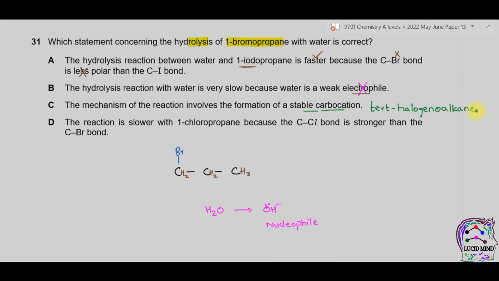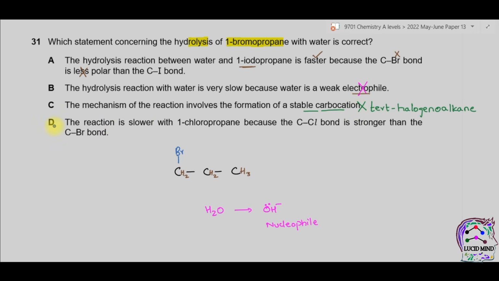Tertiary is the one in which halogen is attached to the carbon, and that carbon is attached directly to 3 other carbon atoms. While in this one we can see the carbon attached with halogen is just attached to 1 carbon atom, so this is primary halogenoalkane. And in primary halogenoalkane the stable carbocation intermediate does not form. So this is also wrong.